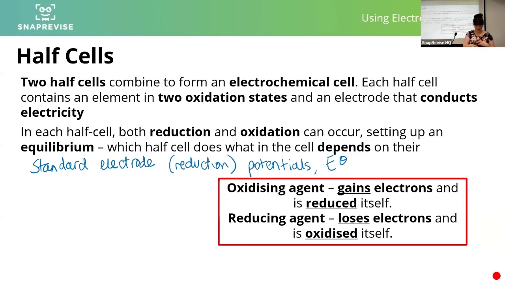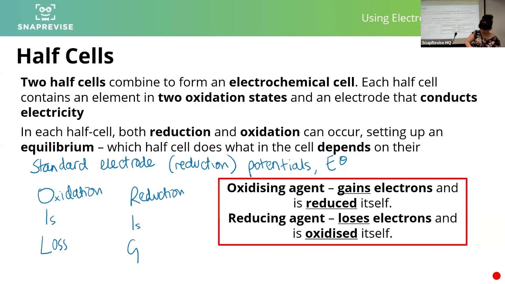If we just remind ourselves of OIL RIG, we cover it at GCSE, we still use it at A level, it's still applicable. OIL RIG: oxidation is loss, reduction is gain of electrons. It's the same as it was at GCSE. OIL RIG is applicable for the exchange of electrons. So oxidation is the loss of electrons, reduction is gain.